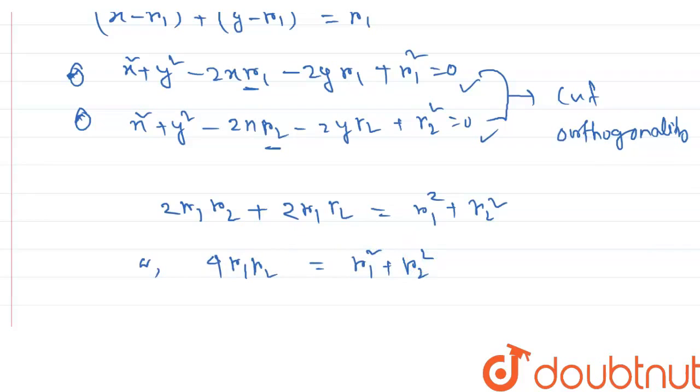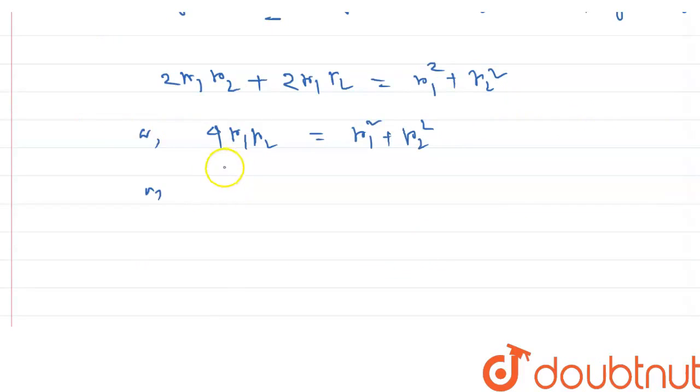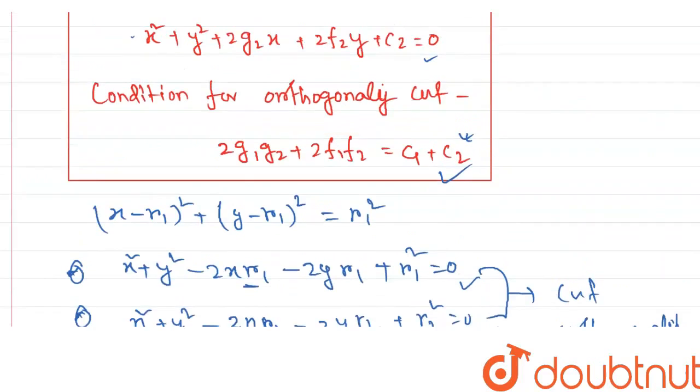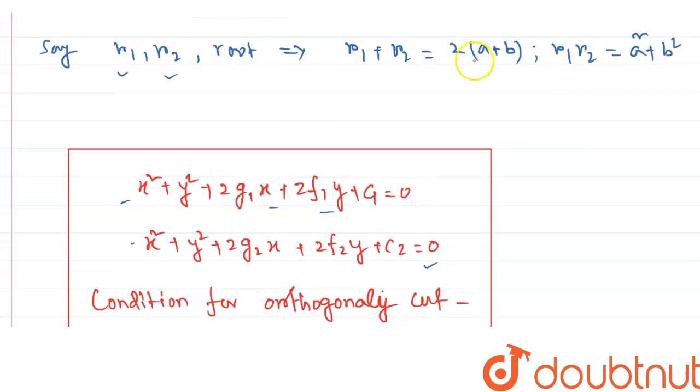Now if we add 2 r1 r2 on both sides, then we have 6 r1 r2, and on the other side we get (r1 plus r2) whole square. Now we put in the values: r1 plus r2 equals 2 into (a plus b), and r1 r2 equals a square plus b square.